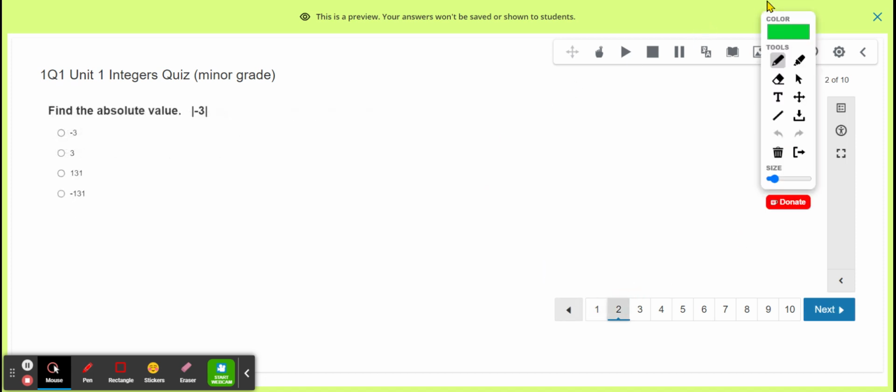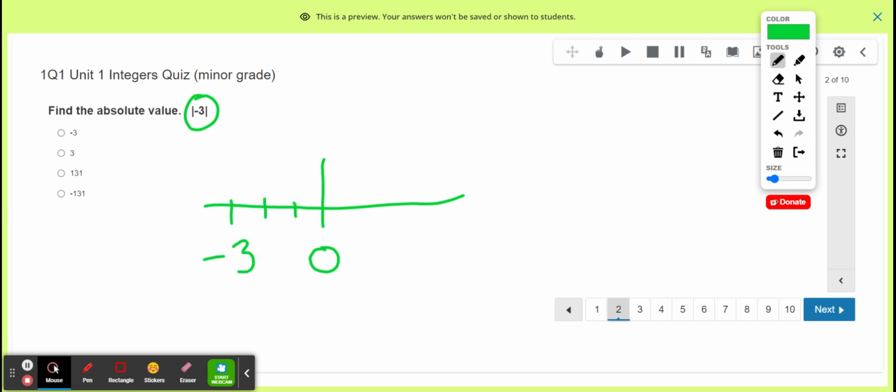Number 2, absolute value is measured in distance from 0. So this one right here is -3. So we got 1, 2, 3, -3. Absolute value is asking how many steps that number is away from 0. So it's not asking for an integer or a direction, it's just asking you how far. So -3 is 3 spaces from 0.